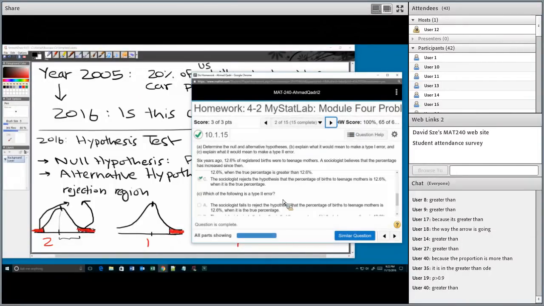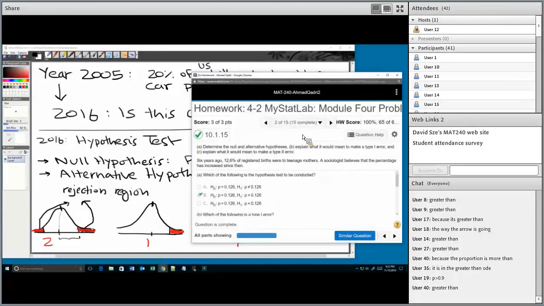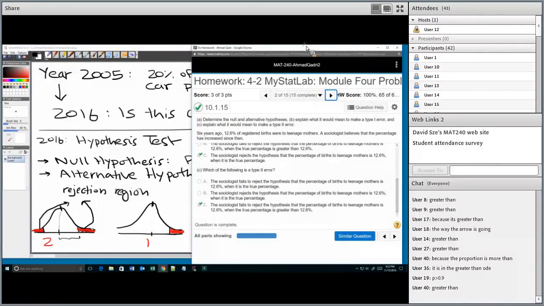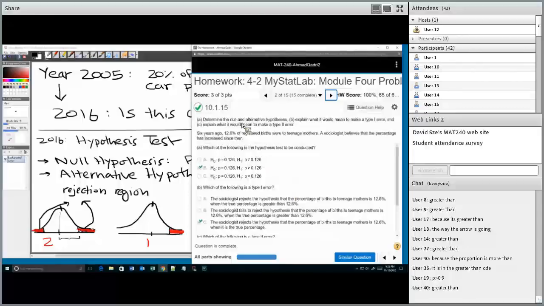Okay, excellent. All right, second problem. Hope I didn't miss any parts here. No. Okay. Here's the second problem. Determine the null and the alternative hypothesis. And then they're talking about type 1 error and type 2 error, and I'll have to explain to you what that is. But let's just see what it is first.